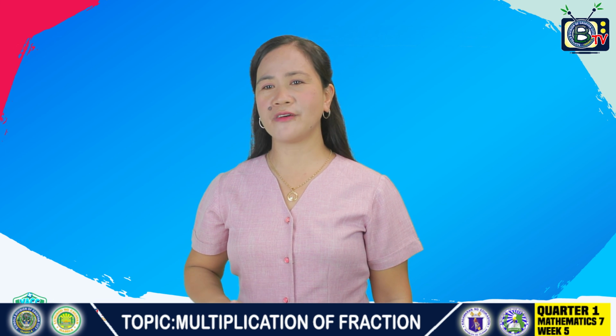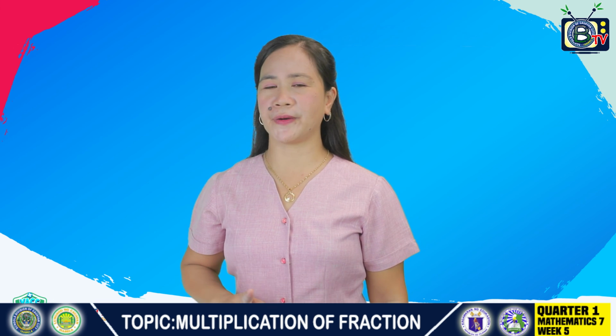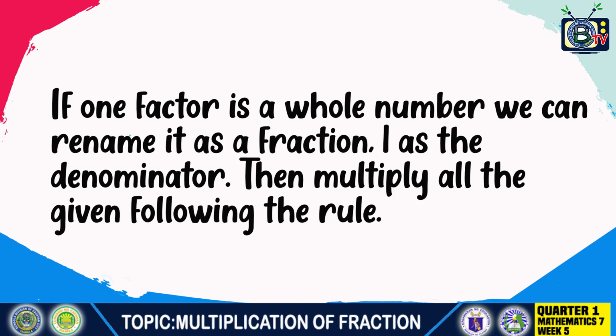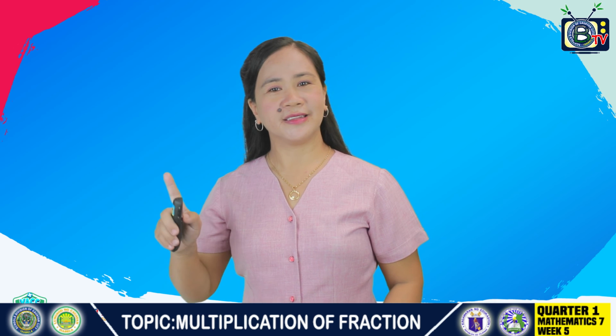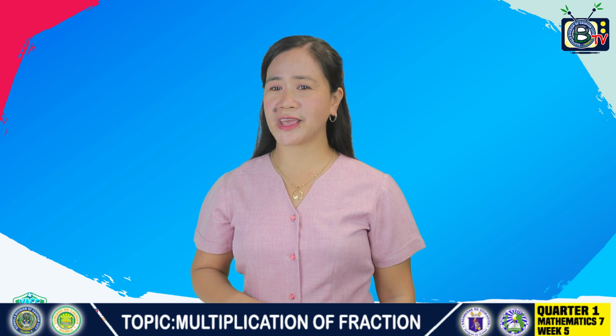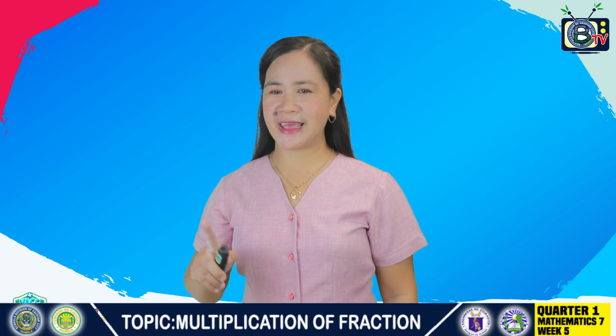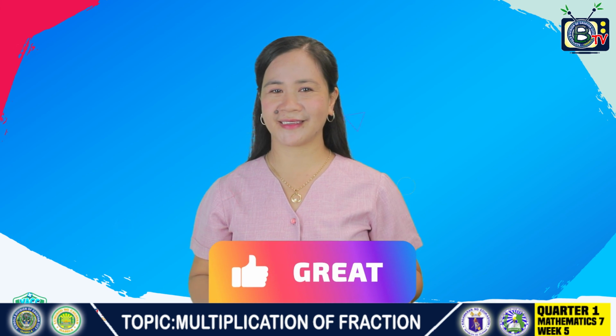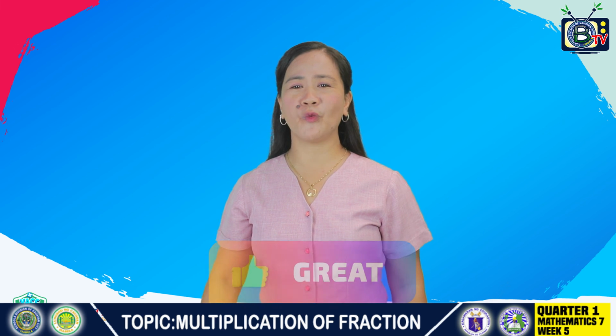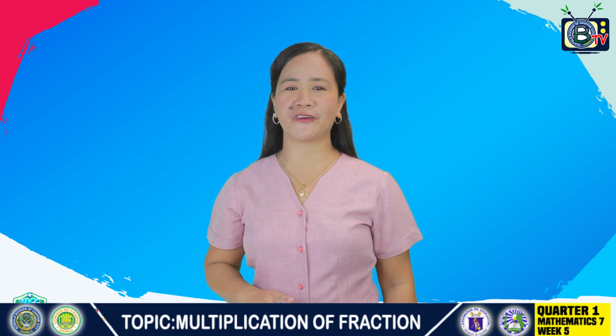How about if one of the factors is a whole number? If one factor is a whole number, we can rename it as a fraction, where 1 is the denominator. Then, multiply all the given following the rule. Did you understand our lesson today, my dear grade 7 students? If so, then that's great. Once again, one lesson has been done for today.